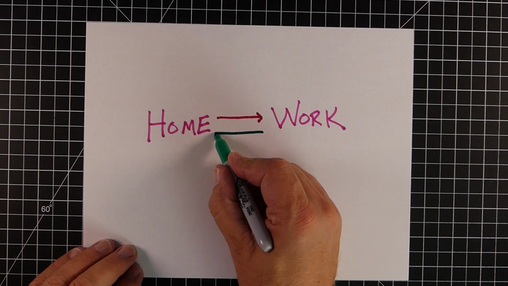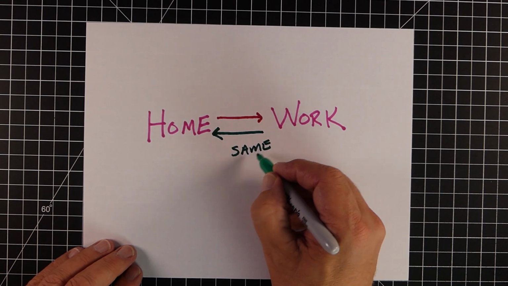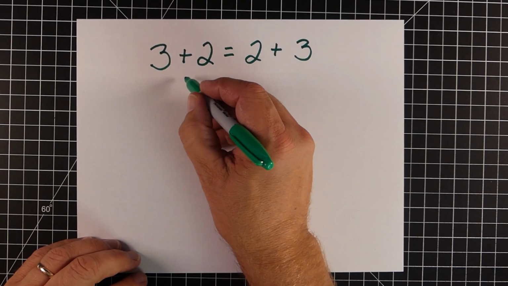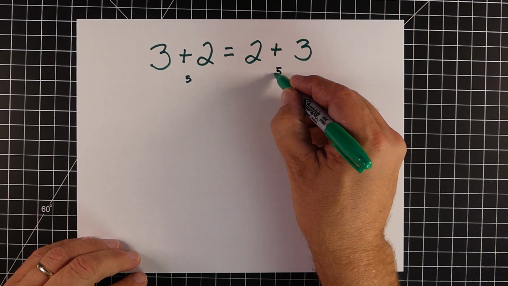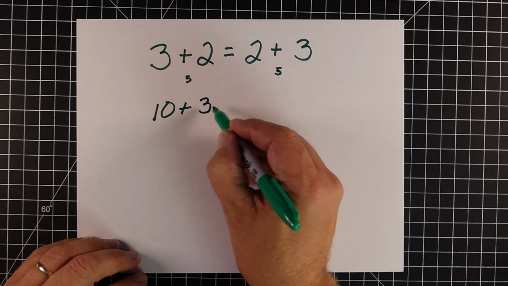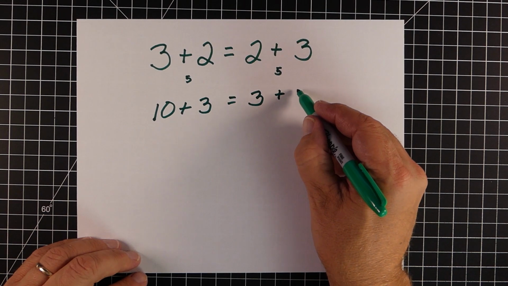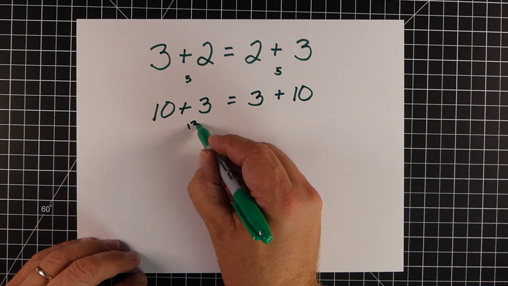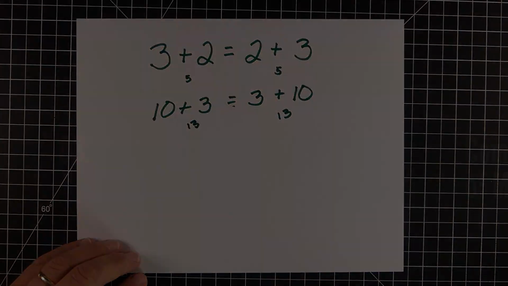work back to home. So when I'm looking at a math problem and I'm looking at, say, for example, 3 plus 2, going 3 plus 2 is going to be the same as going 2 plus 3. So in this case, both would equal 5. Just like 10 plus 3 is going to equal 3 plus 10. It doesn't matter the direction I add them. I'm going to get the same answer. For this example, both are going to be 13.